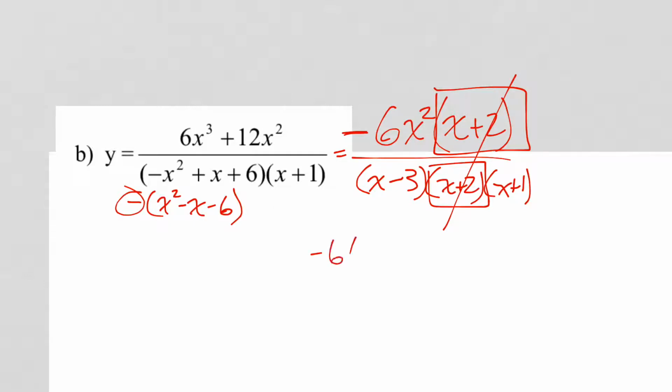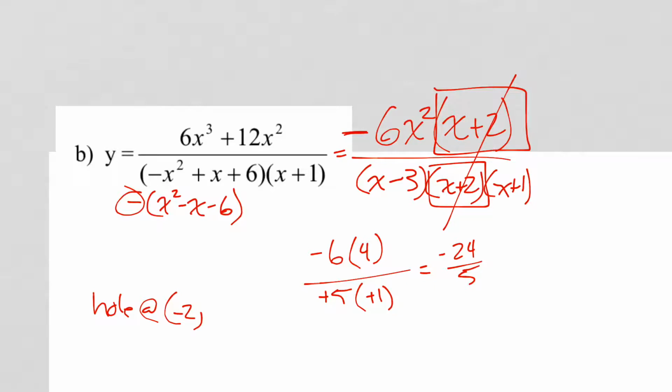Well, we'll have negative 6 times negative 2 squared, which is 4, over negative 2 minus 3, which is negative 5, times negative 2 plus 1, which is negative 1. Gross, Mr. Reed. Get a hold of your bodily functions. Well, negative, negative, those cancel. So we have negative 6 times 4 is negative 24 over 5 as the y value of our hole. So we have a hole at negative 2, comma, negative 24 fifths.